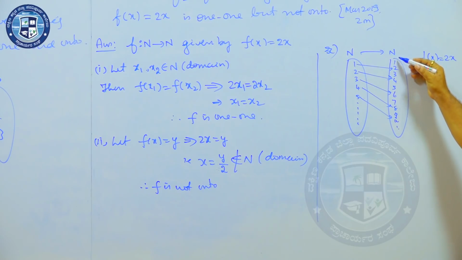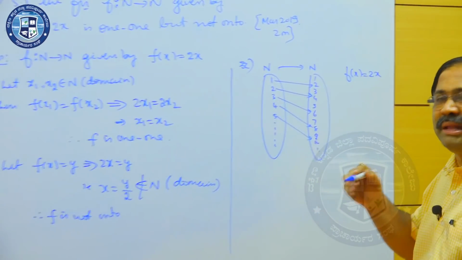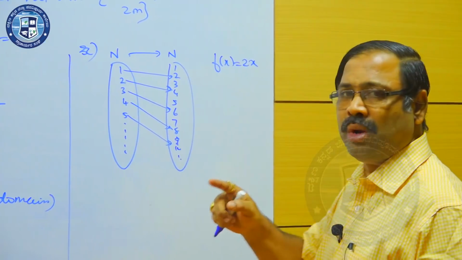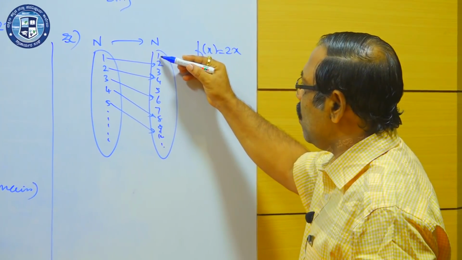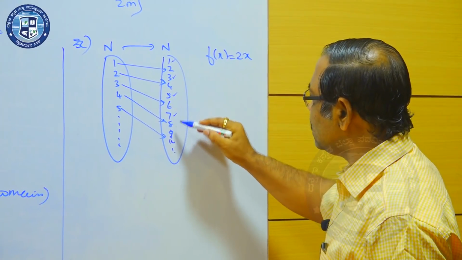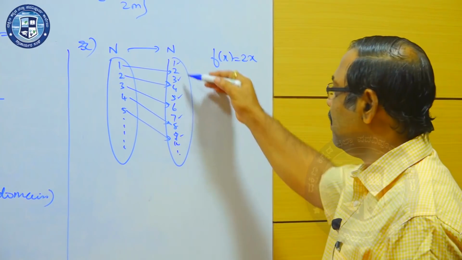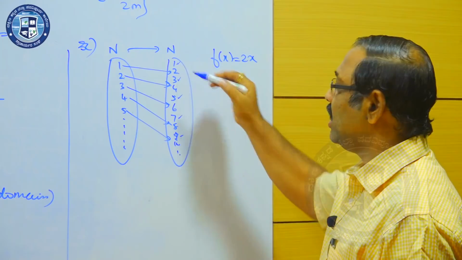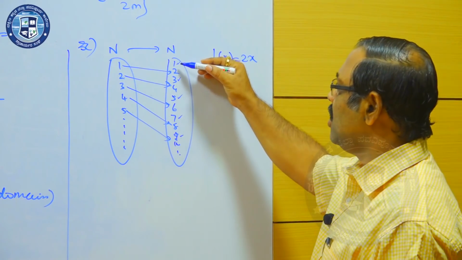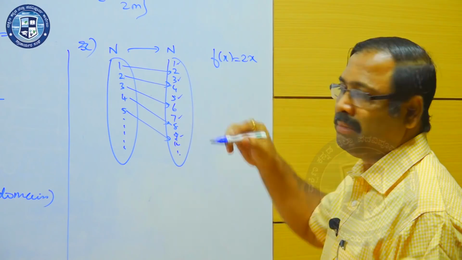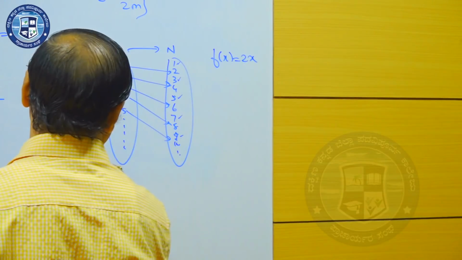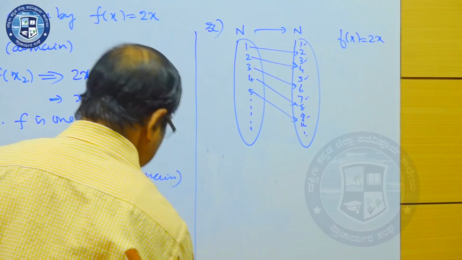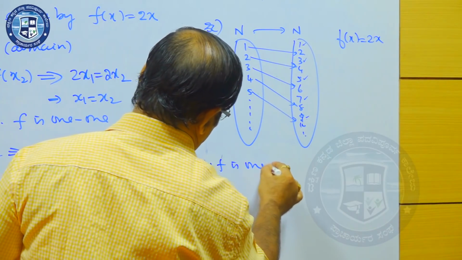See, look here. What is the definition for onto? All the elements of the codomain set are images. But here 1, 3, 5, 7, 9, etcetera, odd natural numbers, are they images of any elements of the domain set? No. Therefore, it is not onto. So, why is it not onto? Because here we find odd natural numbers are not images. See, f is one to one, that is, f is 1 to 1.